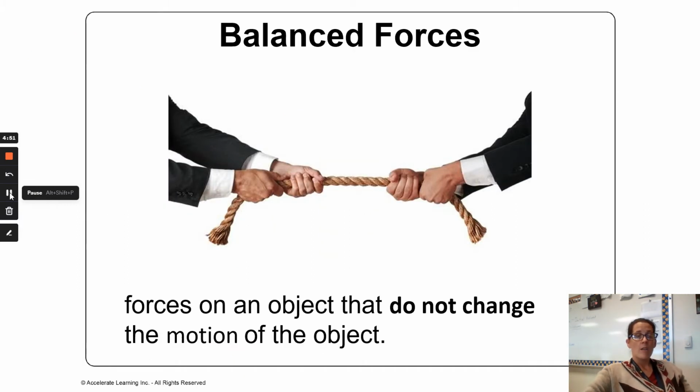There are two different types of forces. One of them is balanced forces, and a balanced force is a force on an object that does not change the motion of the object. You could think of tug of war. If you were playing tug of war and two people were pulling with exactly the same amount of strength and weight and mass from either side, the rope's not going anywhere. Everybody's just staying still, though they're pulling with everything they can. That means that force is balanced because they're not moving one direction or the other.